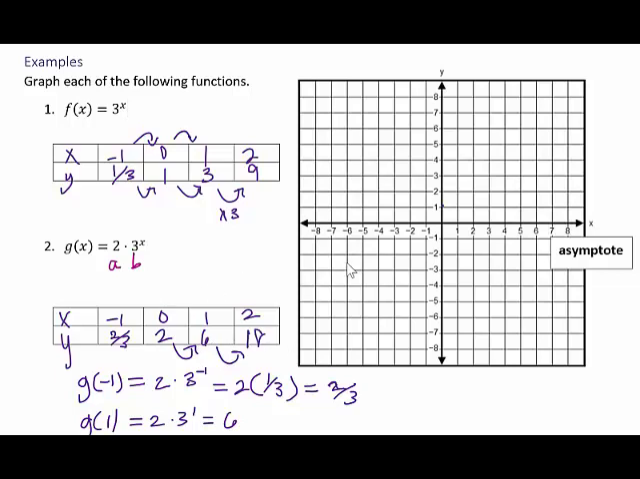Graphing these ordered pairs, we see that this graph is steeper than the last graph, but it definitely has that same curved shape, and also the same horizontal asymptote at y = 0.